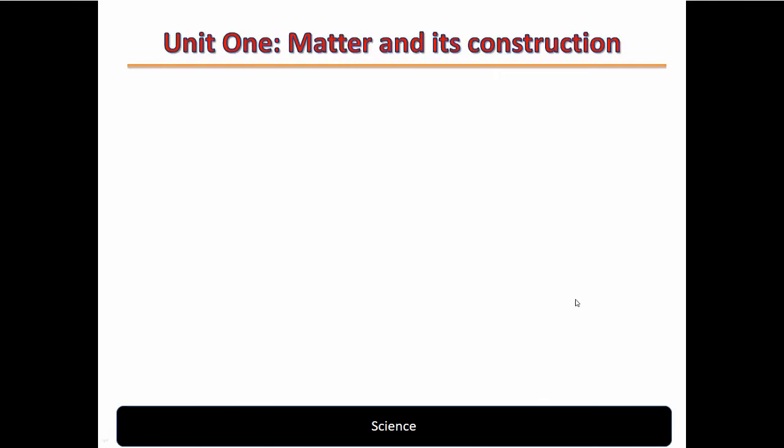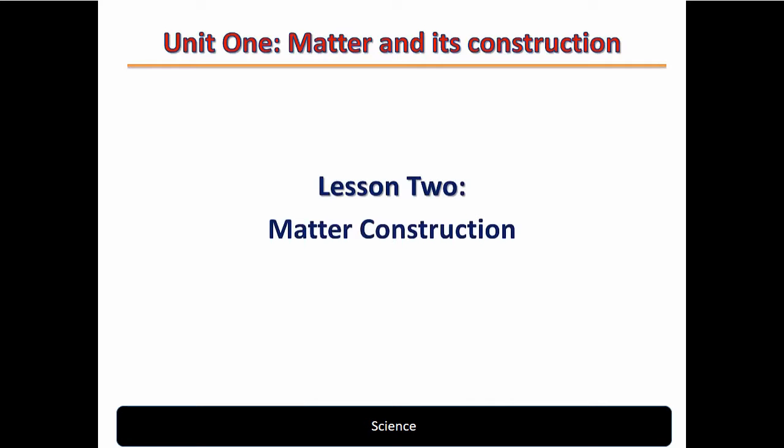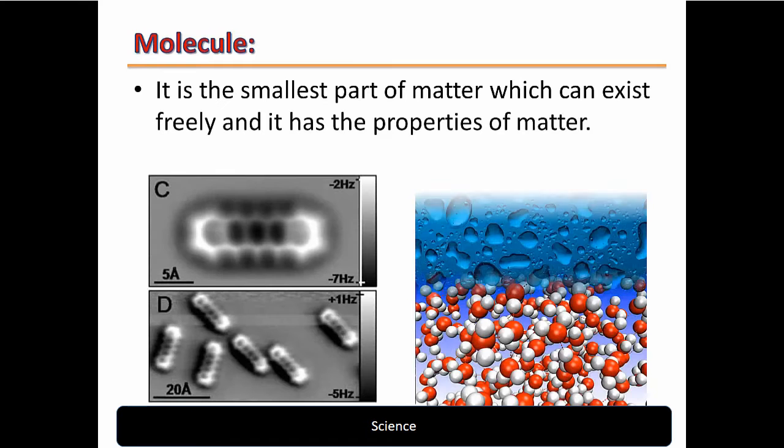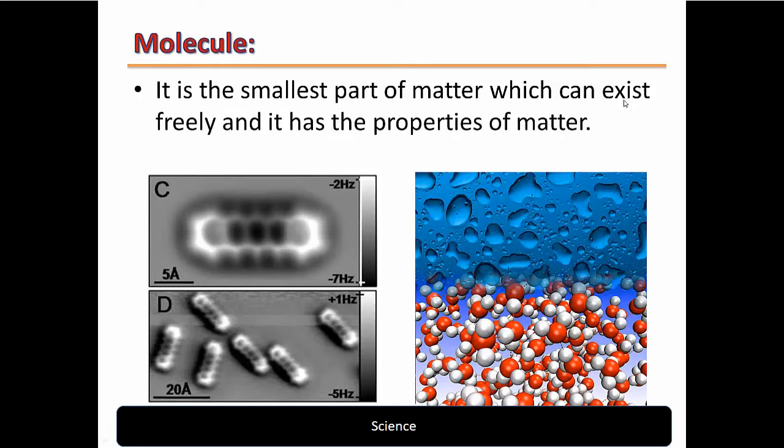Unit 1. Matter and its construction. Lesson 2. Matter construction. What is meant by molecule? It is the smallest part of matter which can exist freely and it has the properties of matter.